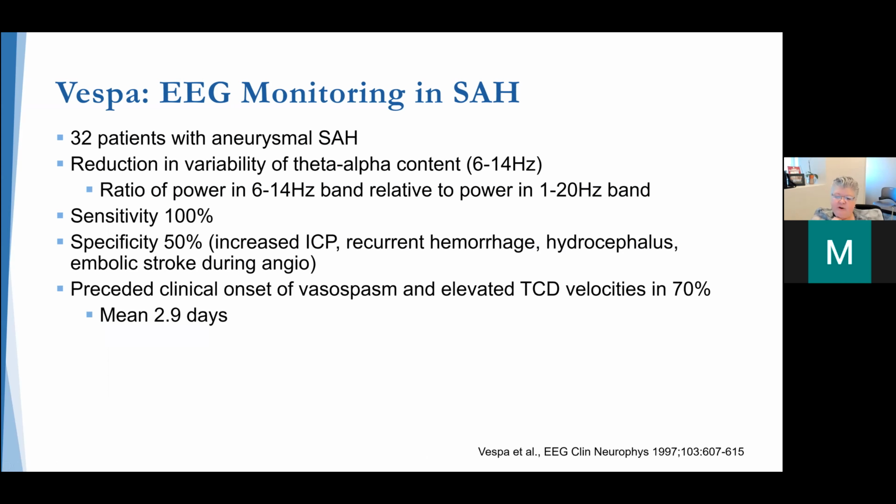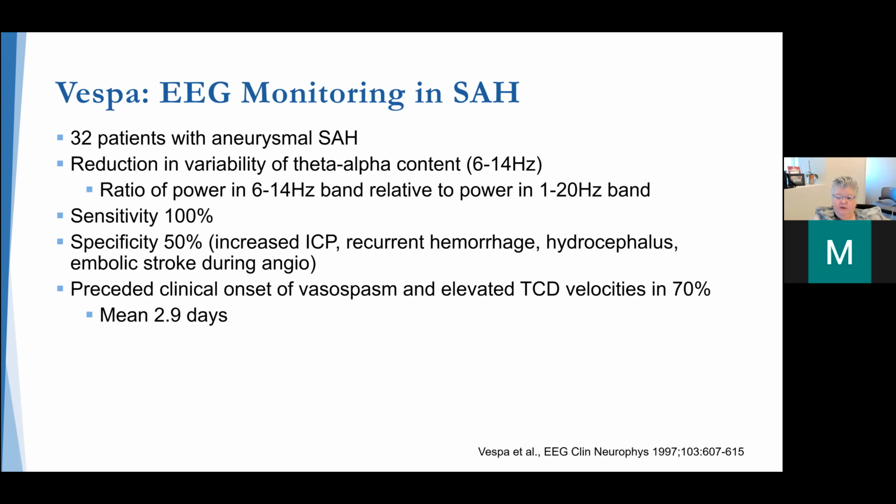The next large study was from Paul Vespa's group, looking at more than 30 patients with aneurysmal subarachnoid hemorrhage. And he looked at the reduction in variability of the theta alpha content. So this was calculated as the ratio of power in the 6 to 14 hertz band relative to the total EEG, power in the 1 to 20 hertz band. And he showed that this had a sensitivity of 100%, but relatively low specificity, because lots of other things can cause changes in this ratio, including changes in intracranial pressure, recurrent hemorrhage, other mass lesions, et cetera.